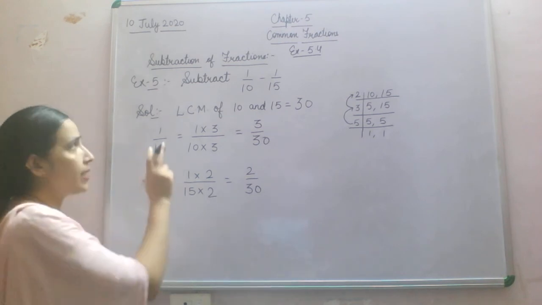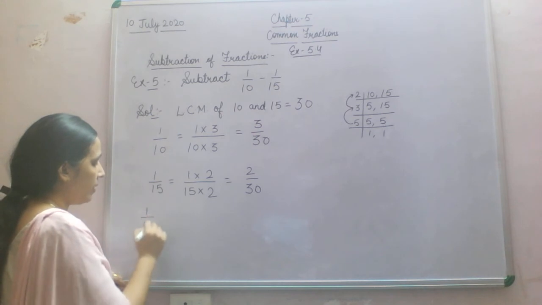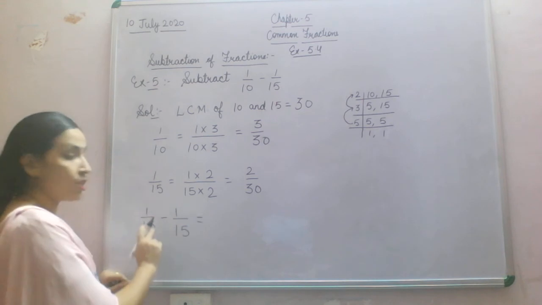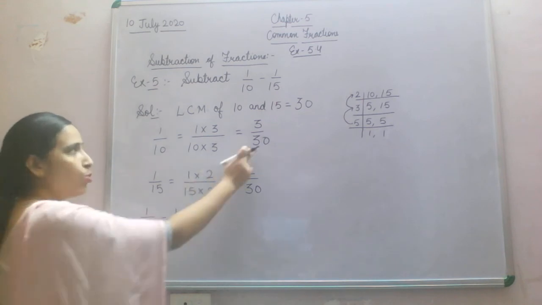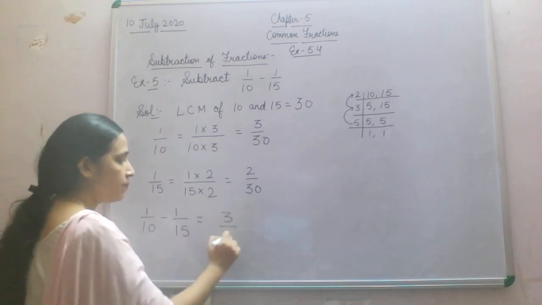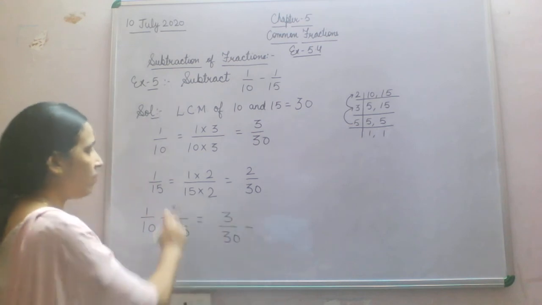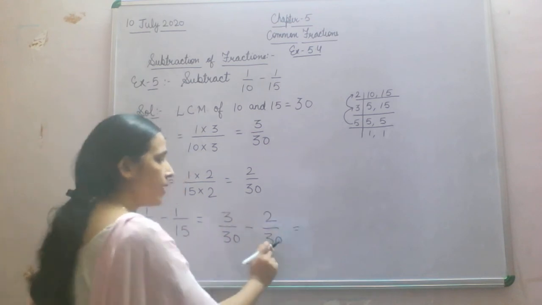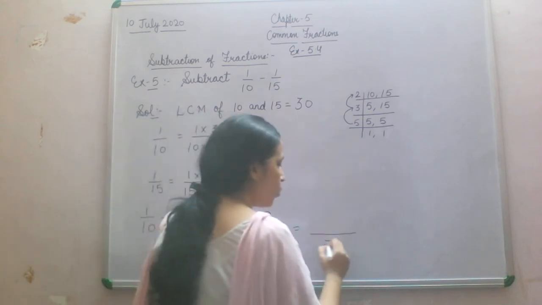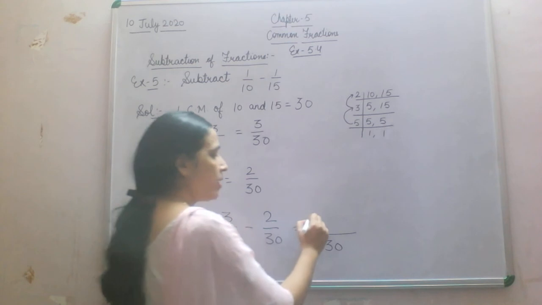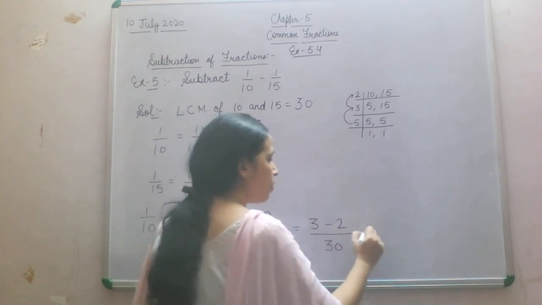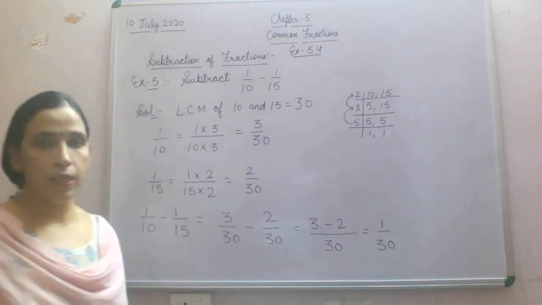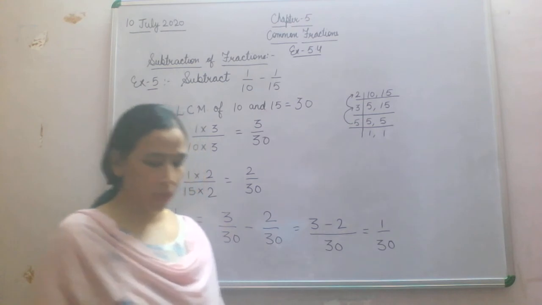Next step is subtracting it. Means 1 by 10 minus 1 by 15. Now we converted the unit fraction 1 by 10 into 3 by 30, minus, and 1 by 15 will be converted into 2 by 30. Now the denominator is the same, so we will write the denominator only once. 30 we will write only once. Now 3 minus 2, what will we get? 1 by 30. So here the answer of this question will be 1 by 30.